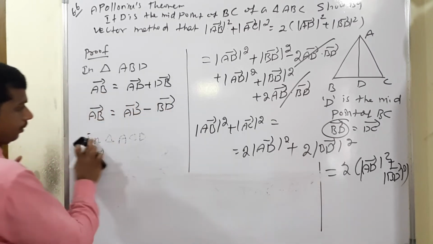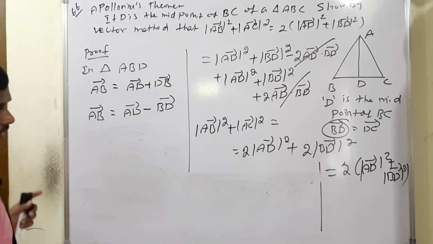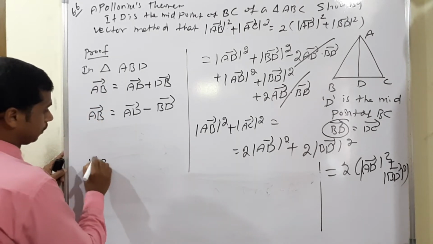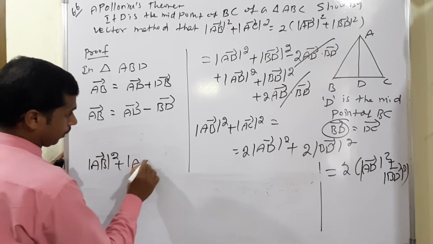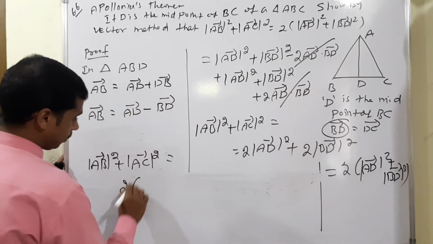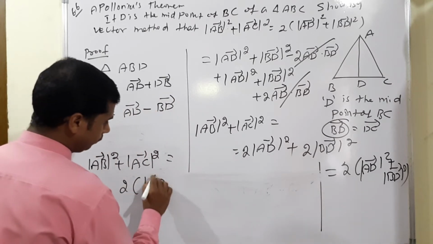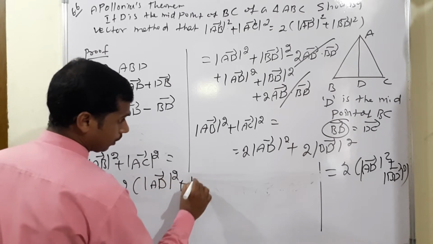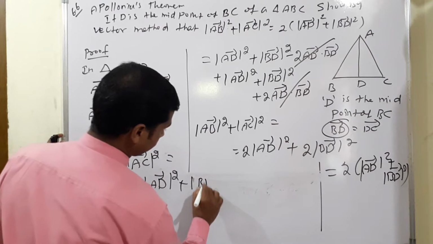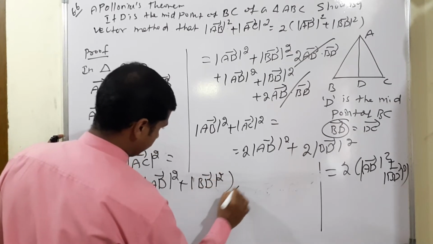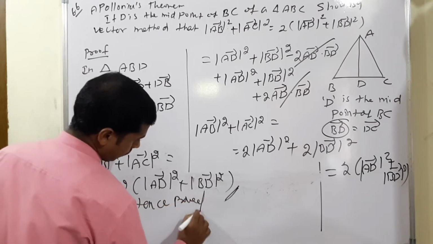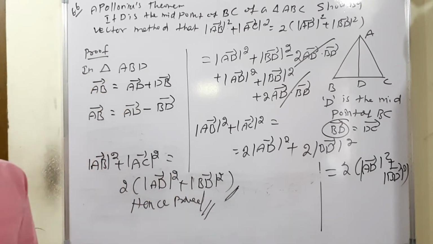So the correct line, the first line: modulus of AB vector square plus modulus of AC vector square is equal to 2 into (modulus of AD vector square plus modulus of BD vector square). We can write it, hence proved. I will continue with the next example.